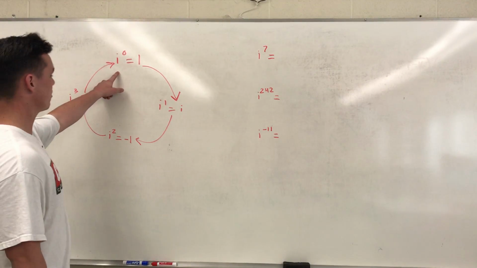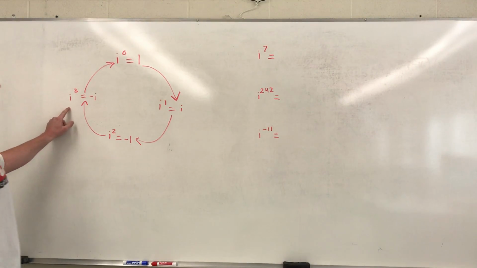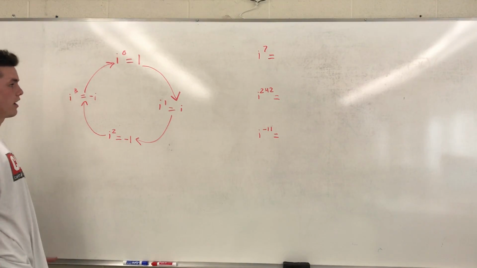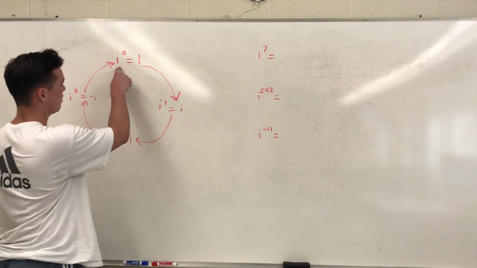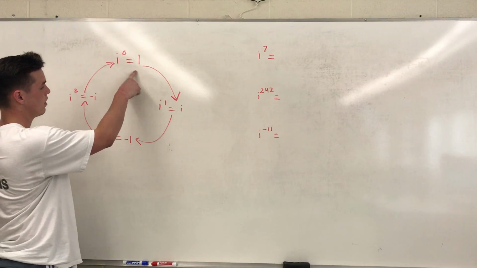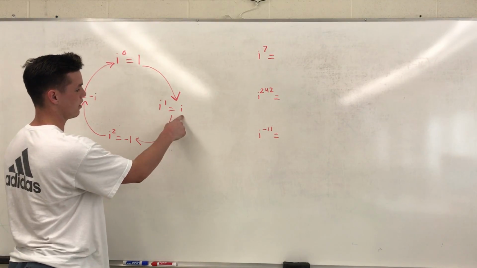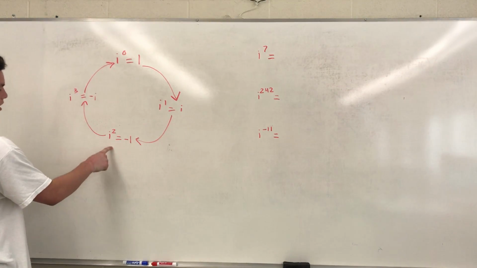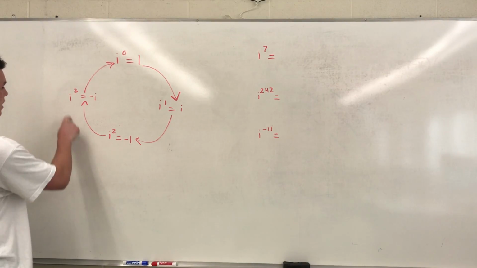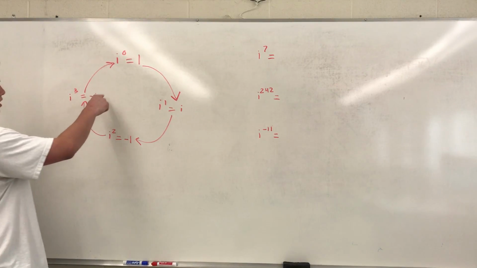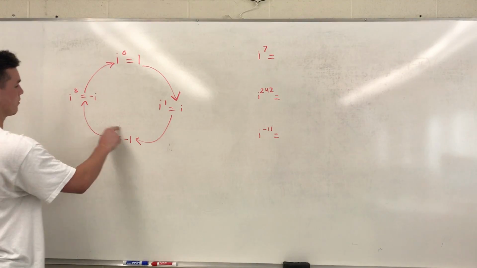When you have imaginary numbers, they're going to be to a certain power, as you see here. And to find what your answer is, you're just going to go around. So say i to the 0 is 1, and then i to the 1 is i, and then you go down here to i squared equals -1, and i cubed equals -i. And it keeps going all the way around forever.